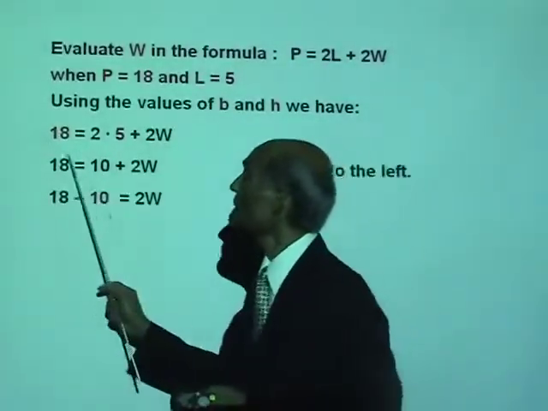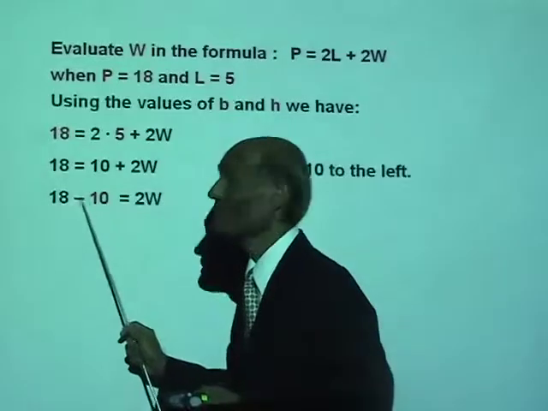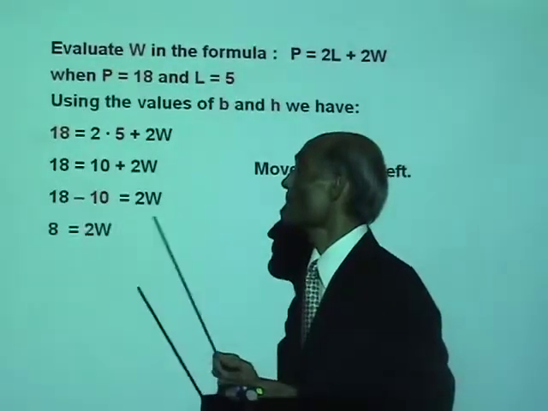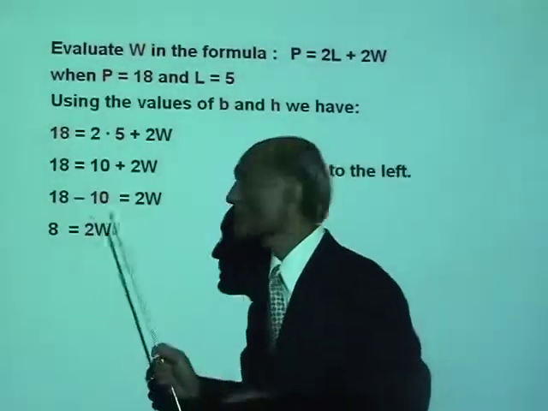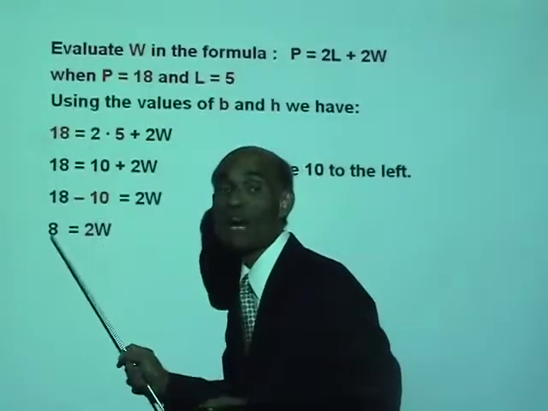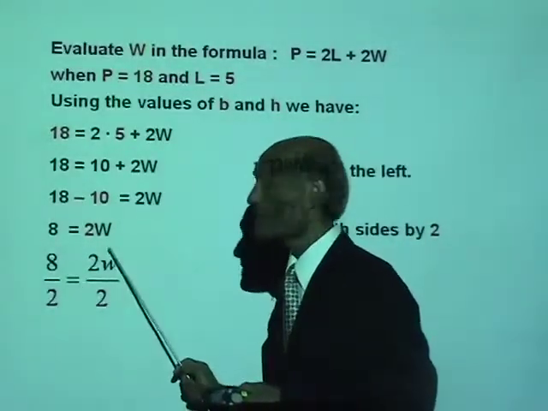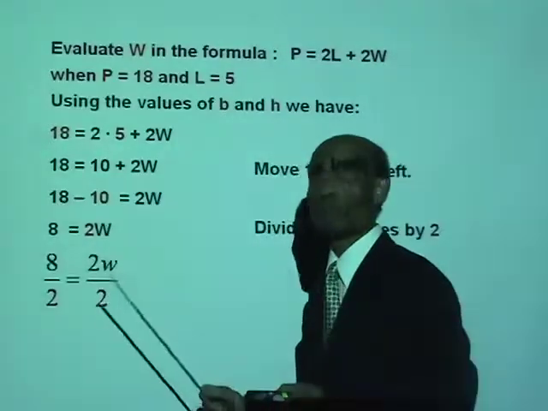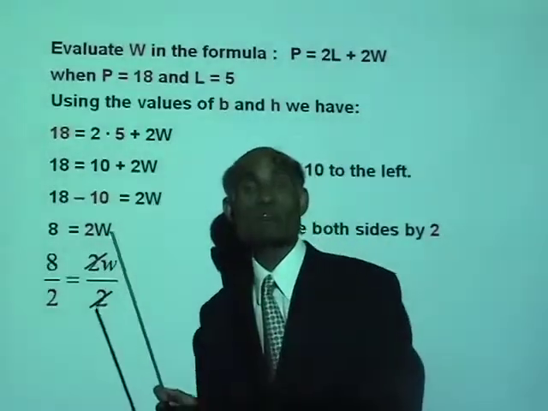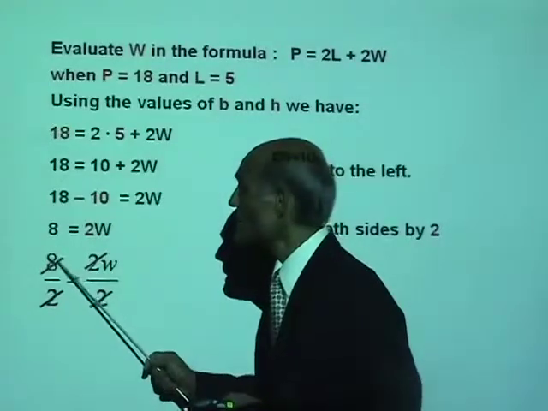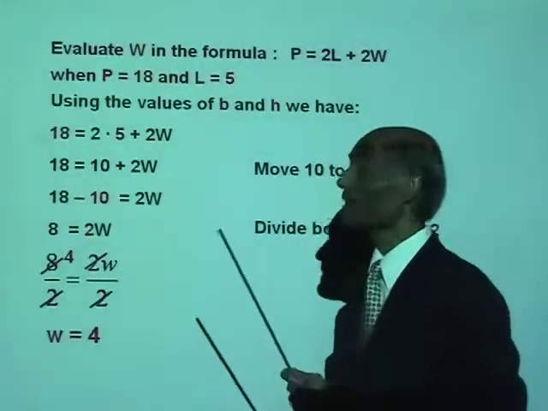There you are. So that will be 18 and 10 goes from the right to the left, becomes minus 10, equal to 2W. 18 minus 10 is 8. 8 equal to 2W. We are looking for W. That means we now need to divide both sides by 2. 8 divided by 2 equal to 2W divided by 2. And of course this 2 and the 2 will cancel. On the right side you have W alone. And on the left side, 8 divided by 2 is 4. What is W equal to? W equal to 4.